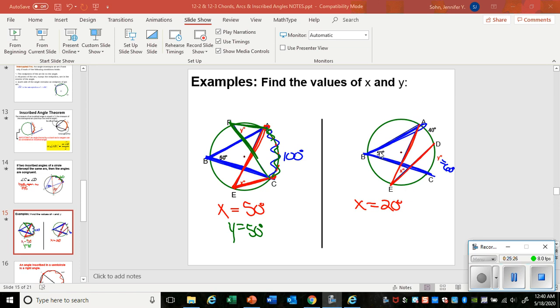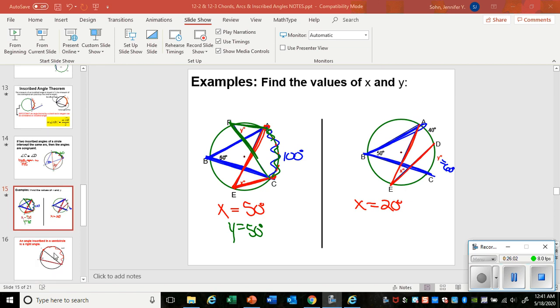And then 50 times 2 will be 100. So this intercepted arc will be 100. But from A to D is 40. Then 100 minus 40 is 60. So from D to C is 60. So together it is 100 from here to here. They only give you one part of the intercepted arc. So that's why y is from here to here, DC. So y is 60. Basically, the inscribed angle is half of the intercepted arc.